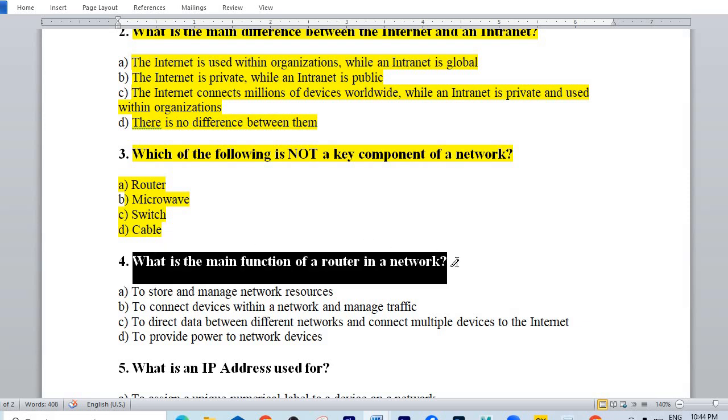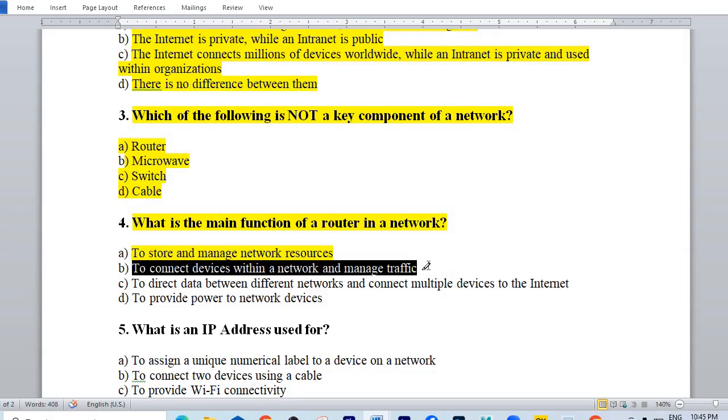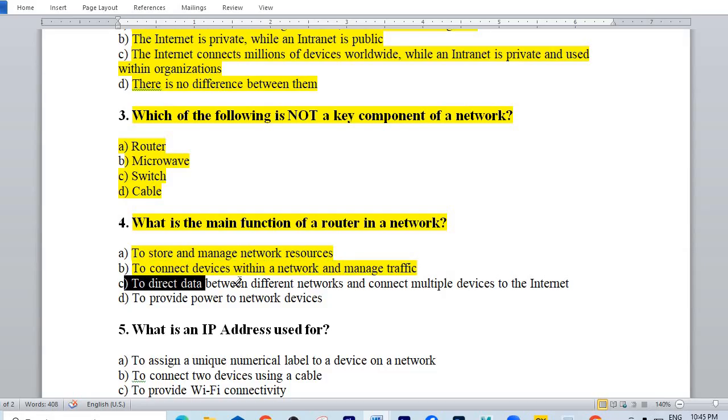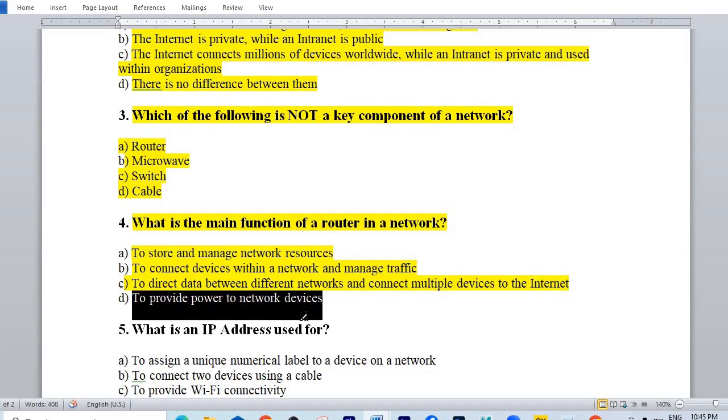Question number 4. What is the main function of a router in a network? A. To store and manage network resources. B. To connect devices with the network and manage traffic. C. To direct data between different networks and connect multiple devices to the internet. D. To provide power to network devices.